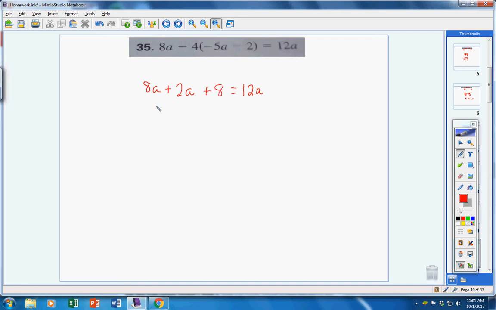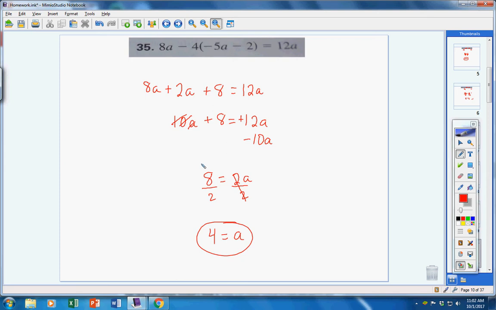Now, we have some more simplifying to do. There's two a terms here, so I now have 10a positive 8 equals 12a. There. Step 1 is done. I cannot simplify this side anymore, nor this side. Okay, next, eliminate fractions. Next, variable terms to one side, constant terms to the other side. When I do that, I'm left with 8 equals 2a, positive 12, negative 10, positive 2. Now, divide both sides by 2, and 4 equals a.